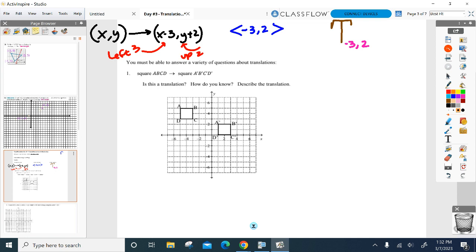What did you find out? Same distance, same direction? All right, so is this a translation? Yes. How do you know? All points move. Same distance and what's the other key piece? It's got to move the same distance and direction. Yep.